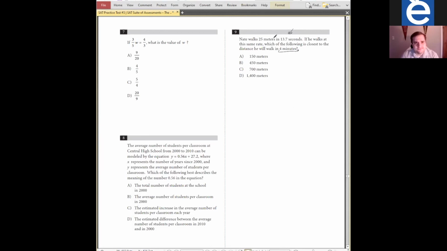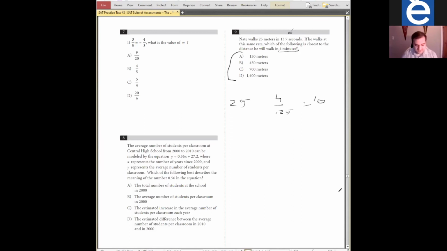So now we can actually do this kind of by approximation, given that none of these numbers are close to each other, right? So we know he's walking 25 meters in 13.7 seconds. Let's just call that 25 meters in 15 seconds, because we know 15 seconds is a quarter of a minute, right? So he's walking 25 in a quarter of a minute, right? So how many quarters of minutes are there in 4 minutes? 16.